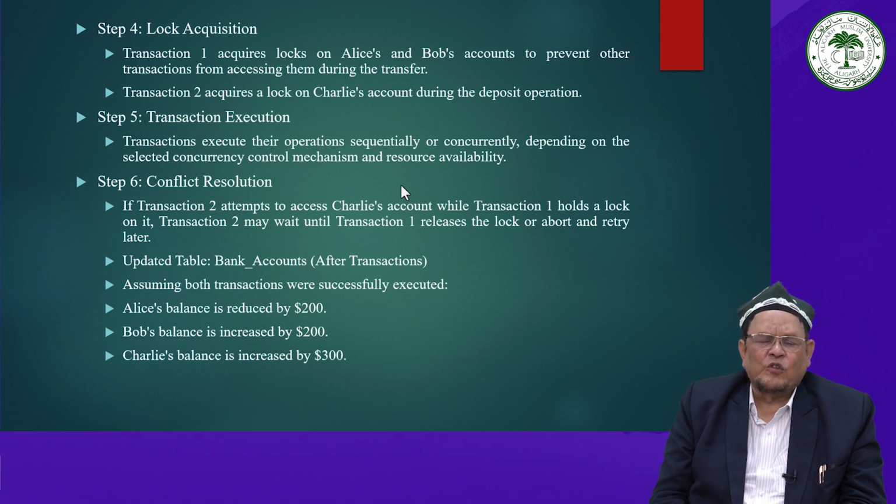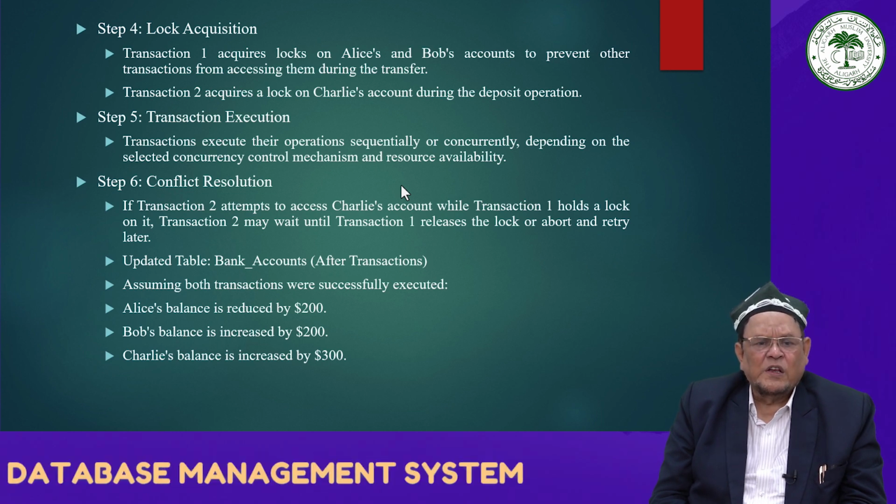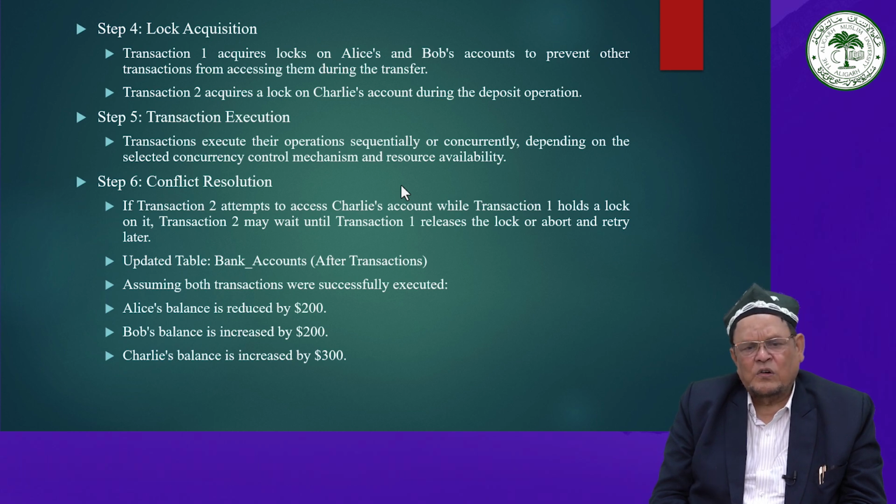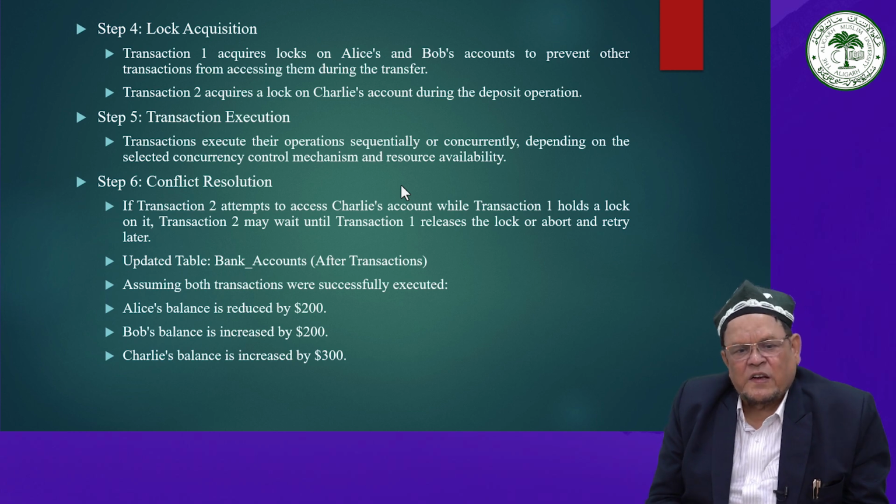Sixth step, conflict resolution. If transaction 2 attempts to access Charlie's account while transaction 1 holds a lock on it, transaction 2 may wait until transaction 1 releases the lock, or abort, or retry later. What do you do? Update the table, bank account, after transactions. Assuming both transactions were successfully executed, then Alice's balance will be reduced by 200, Bob's balance will be increased by 200, and Charlie's balance is increased by 300.